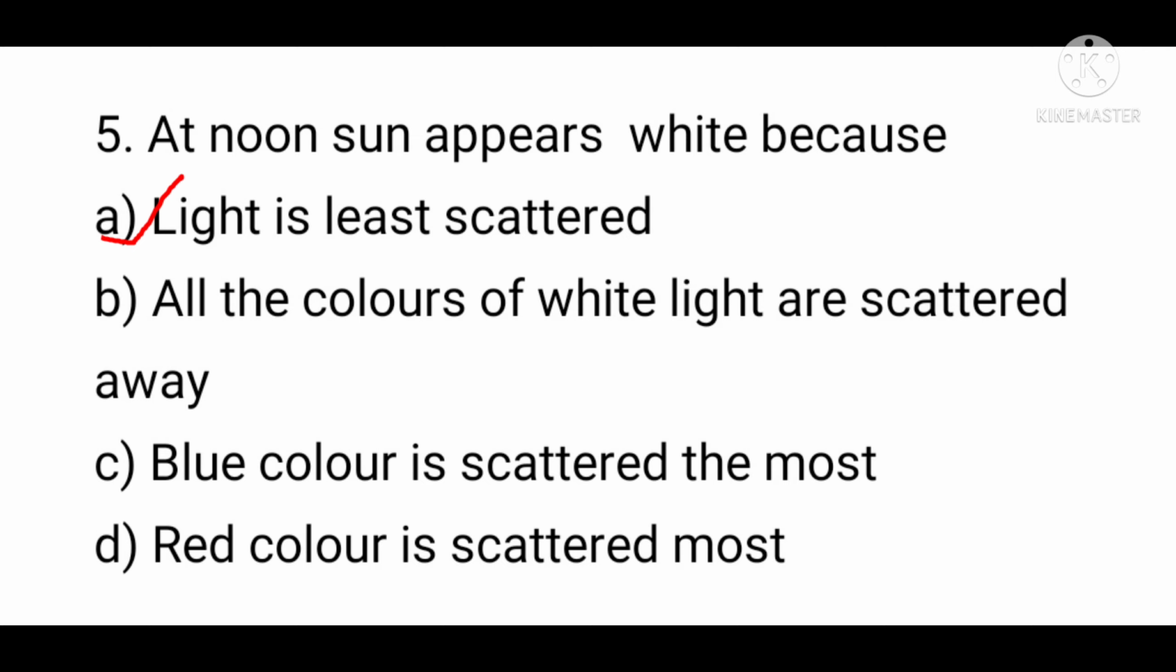The sun is directly over the head and sunlight travels a relatively shorter distance, causing only a little of the blue part to be scattered. And so, the sun appears white at noon.